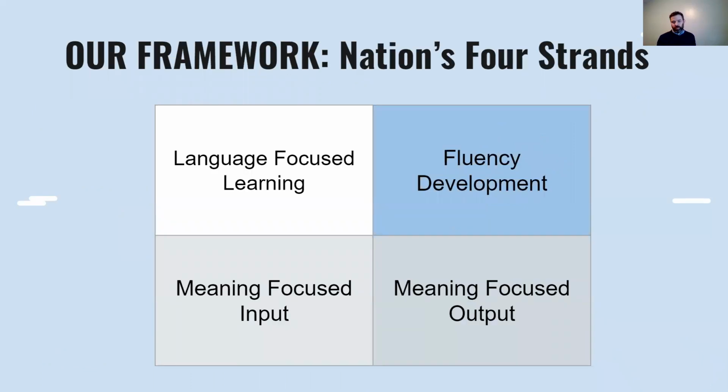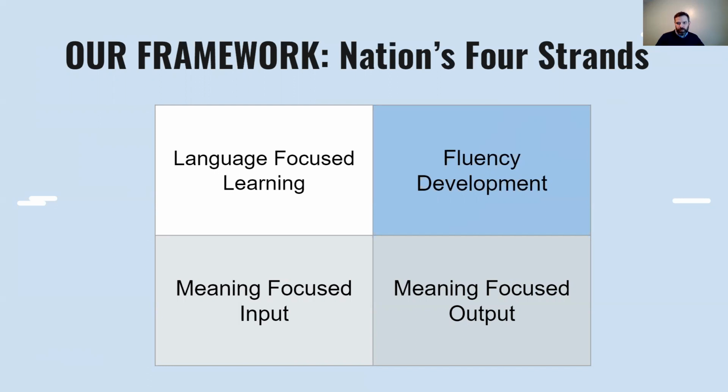So we want to use a framework that will help us understand what strategies we can easily incorporate into our classroom in order to facilitate language development. And this framework comes from a researcher named Paul Nation from New Zealand, and he calls it the 4 strands. And really what Nation has tried to do is to summarize all of the research about language learning and all the things that we've learned about language acquisition and distill it into 4 elements that are necessary for language acquisition. And so he has these 4 groups. The first one is called language-focused learning. And then we have meaning-focused input and output.